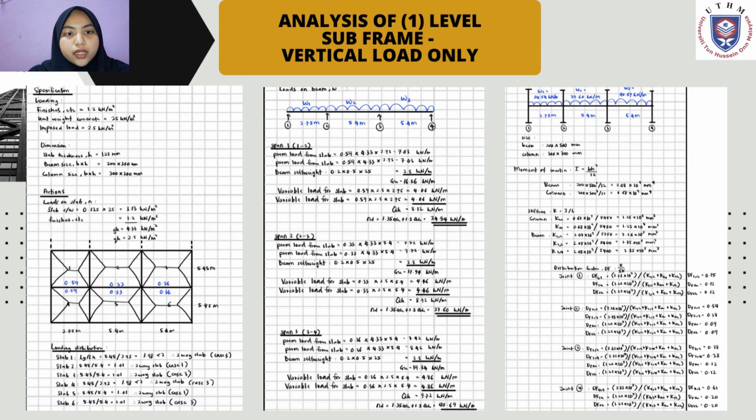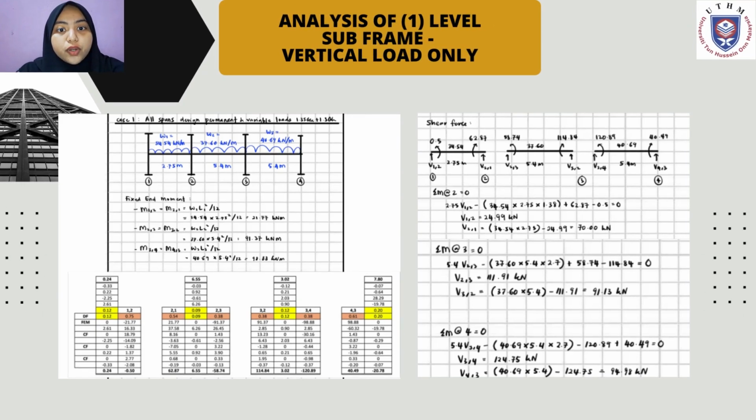After that, we proceed with the calculation of action on beam, which we have to determine the moment of inertia by determining the B and also the H for beam and column, and then we have to calculate the stiffness, which is K is equal to I divided by L. So we have to determine the column stiffness, which is for upper and lower, and then for each beam. And then we have to calculate the distribution factor, which the formula is K divided by summation of K. And then we have to determine the DF for each joint, which is joint 1, 2, 3, and 4.